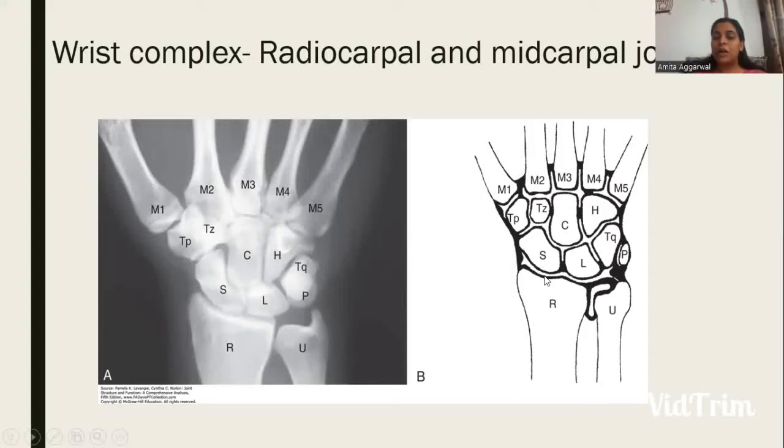But along with the radiocarpal joint, the wrist is a complex. It includes the proximal and the distal row of carpals articulating with each other, referred to as the midcarpal joint. So, in the first diagram, all the bones, that is radius, ulna, scaphoid, lunate, pisiform, triquetrum, trapezium, trapezoid, capitate and hamate, have been shown along with the 5 metacarpals, while in the second diagram, the various supporting ligaments along with the radioulnar disc have been shown.